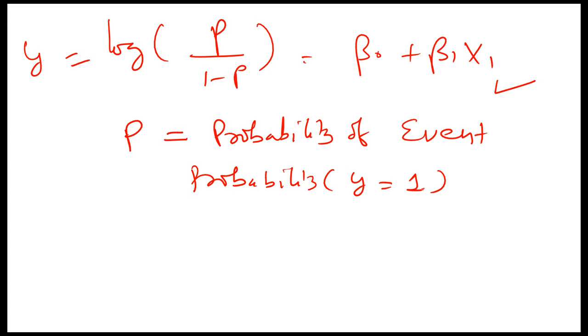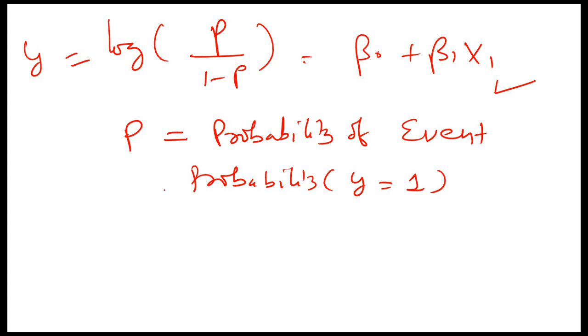Stop me when you are in doubt. So p is the probability that y takes 1, or the event has happened. The event could be getting admission, death of a person, or a customer who leaves the company. You can take any event. Logistic regression is primarily used to get the probability that a particular customer is going to buy your product, or that some event is going to happen. The lower the probability, the lower the chances; the higher the probability, the higher the chances.